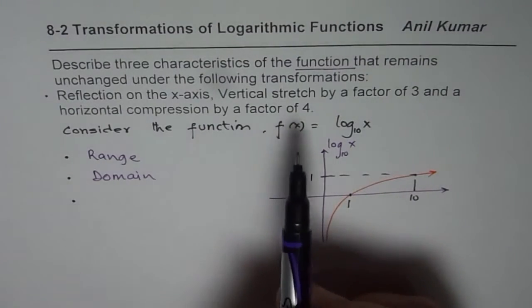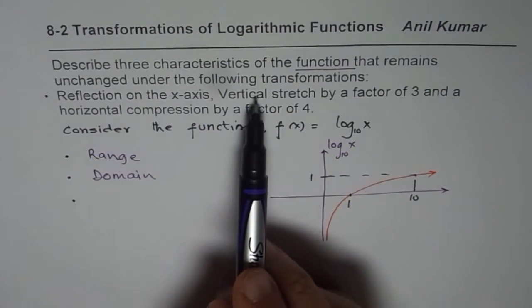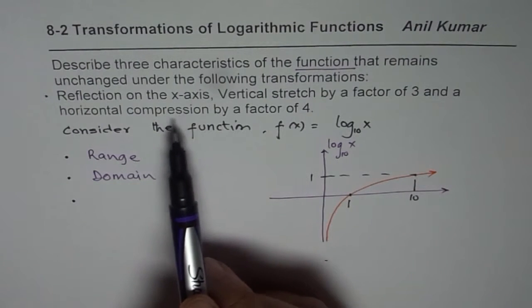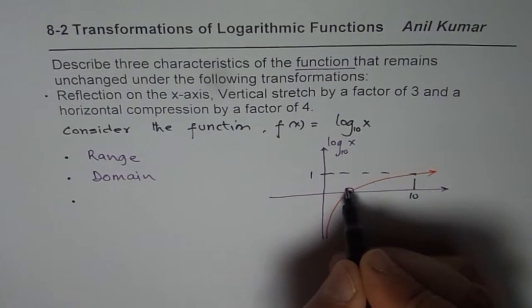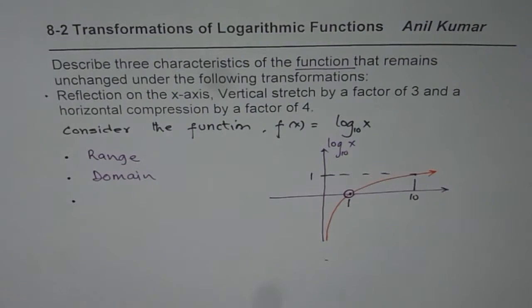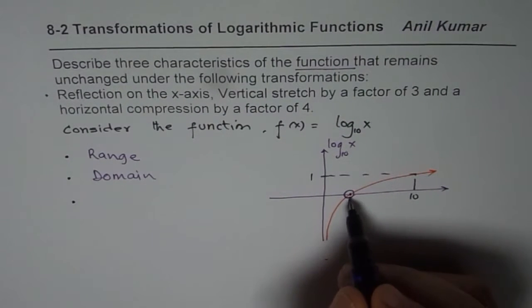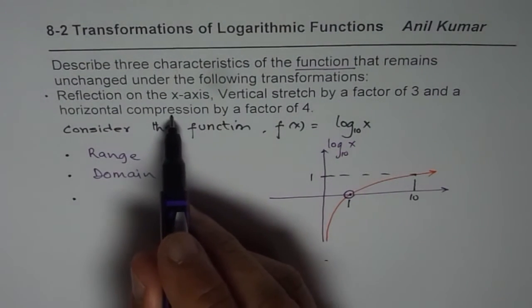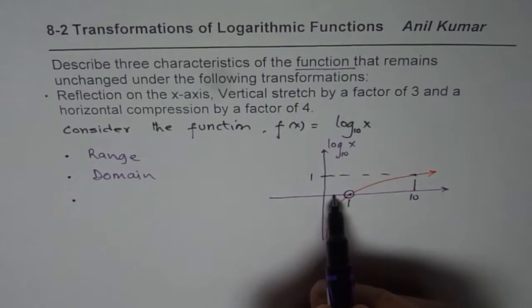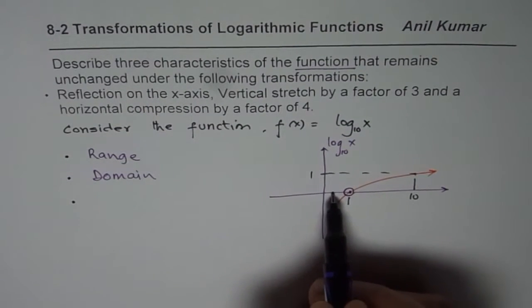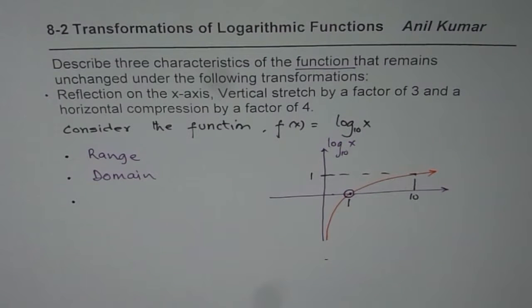Now all these are multiplication. If you see reflection, vertical stretch and horizontal compression, they are multiplication. So this x-intercept, which has 0 as its y value, its y point will not change, but since it is horizontally compressed, its x point is going to change, right? So this is not a point which is not going to change, right? So can you give me the third characteristic of this function which is not going to change?